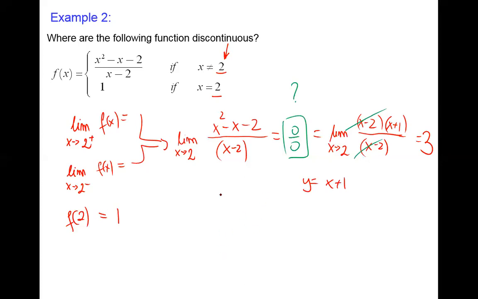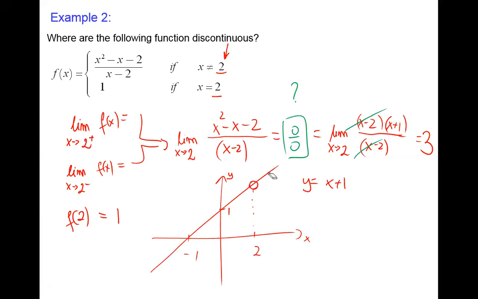That means I can draw, because this rational function I did simplify to x plus 1. I mean, x plus 1 is just the line with x-intercept -1 and y-intercept 1. However, I do not have a value at 2. At 2 is simply an open dot, at the level 3. And the value at 2 is actually 1. The solid dot is here. That's when we can see this is the graph of the function.